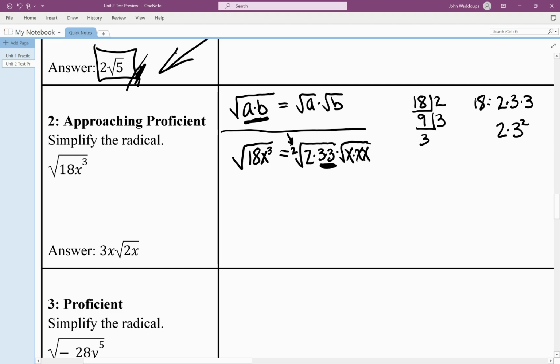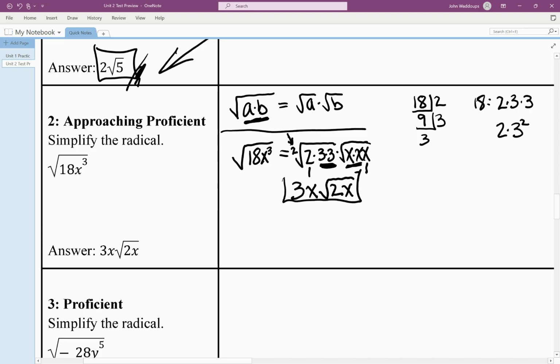So those two threes are going to come out as a 3. I have two x's, that's going to come out, so there's an x. And then I said, what's left? Well, 2. So that stays inside. And then I have an x there as well, and that stays in also. So I've got 3x times the square root of 2x.